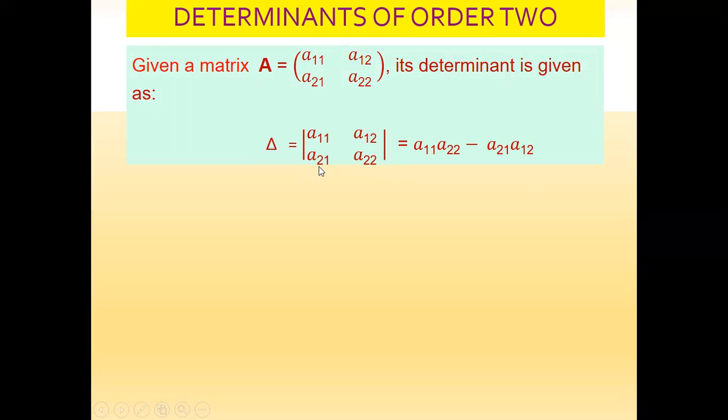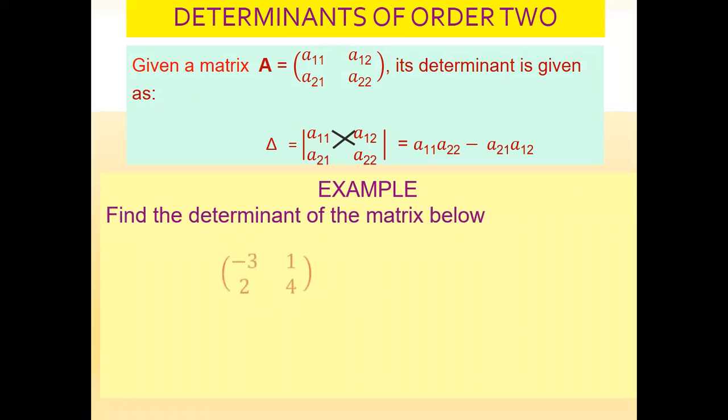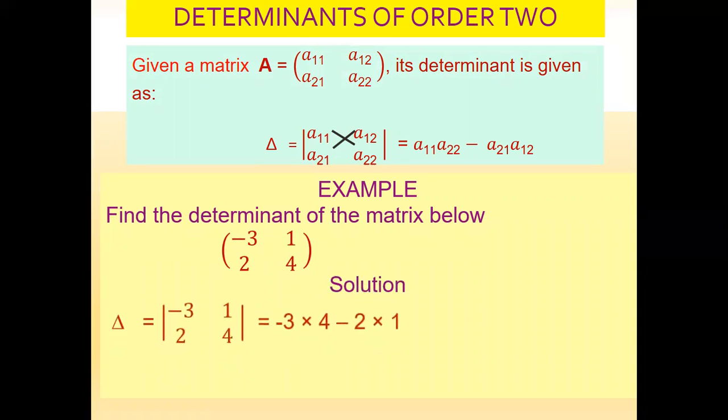Okay, so let's take an example. Maybe that would help you better. Remember, this times this minus this times this. This should help you understand better. So let's take the determinant of this matrix. This is a 2 by 2 matrix. What do we do here? We put it in determinant form, and then we say minus 3 times 4 minus 2 times 1.